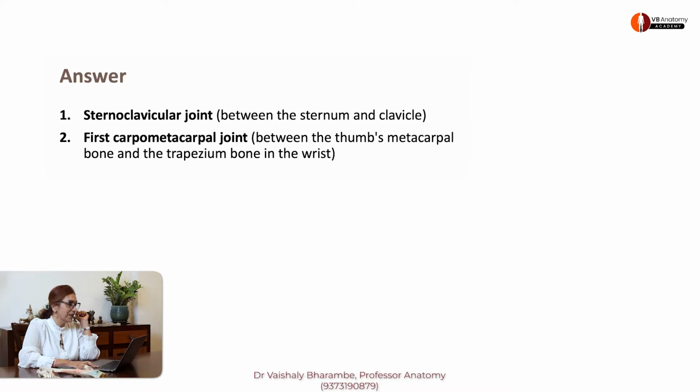First, I'm going to ask you, why am I doing this? Yes, because first carpometacarpal is a saddle type of joint. Another is your clavicle and sternum. Sternoclavicular joint is a saddle type of joint. Very, very commonly asked questions. So we should always keep on revising. There's no point in just studying something in isolation.